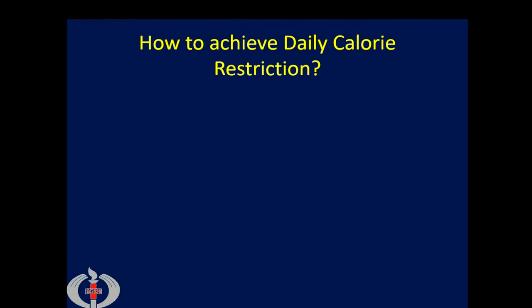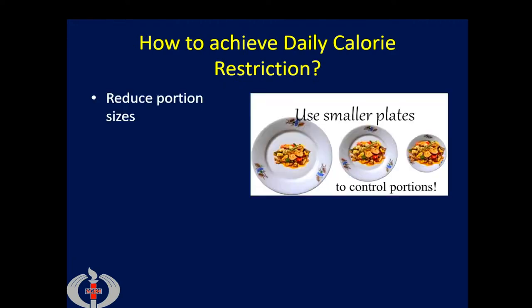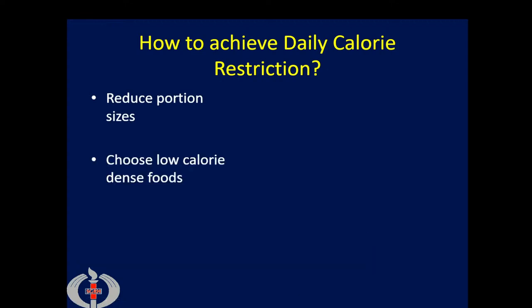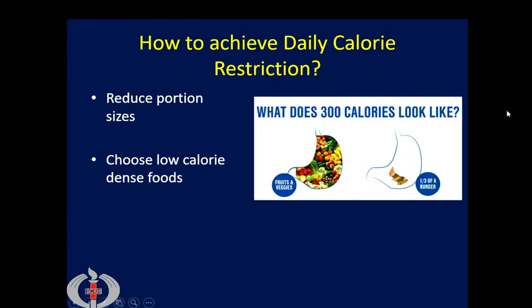And how do you achieve this daily calorie restriction? You can reduce the portion size. You can ask him to take meals in smaller plates so that he consumes less amount of food. Then you can ask him to choose a low calorie dense food. So for example, if he eats even one third of a burger, that would be 300 calories, and he still would be hungry. But if he consumes that same 300 calories in fruits and vegetables, he would feel full.